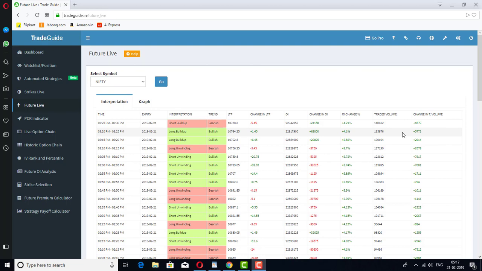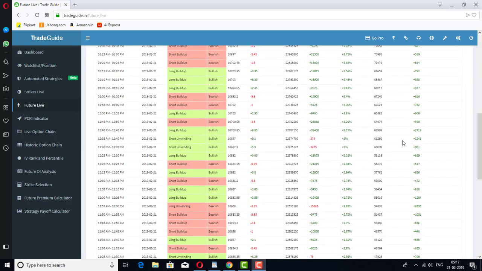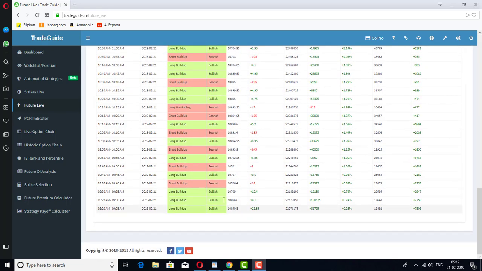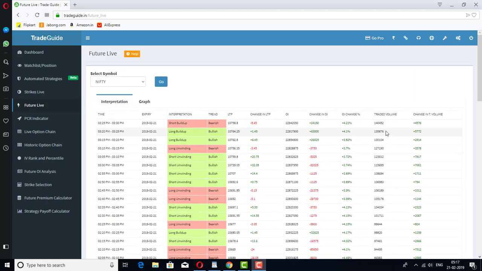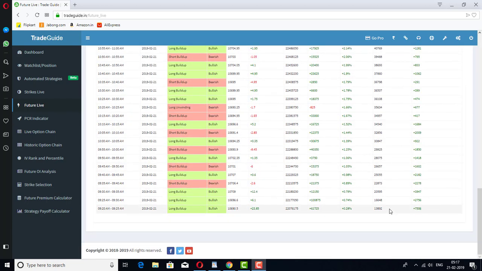After that, we have the traded volume. In every 5 minutes interval, the trading volume that occurred is measured over here, and the increase in each 5 minutes interval is also here.